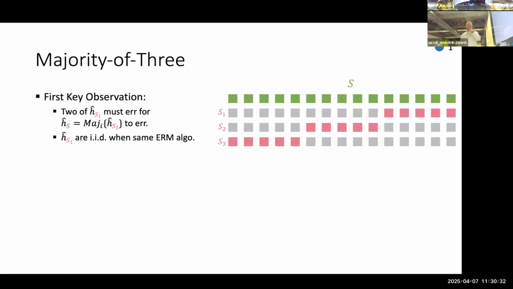Now the second observation is about the distribution of the classifier that I'm outputting. If I run the same ERM algorithm on all three pieces of the data, then because the training data is IID, they all have the same distribution of this classifier.